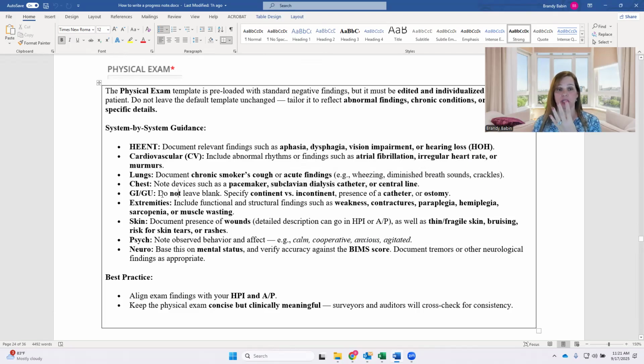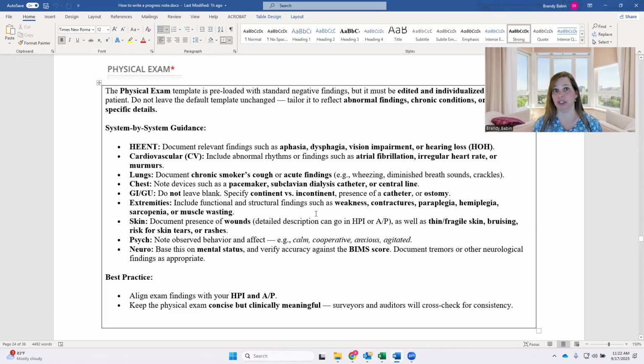GI/GU, do not leave it blank. You have 4 choices. You have continent, you have incontinent, you have catheter, and you have ostomy. Out of the catheter, you have Foley or suprapubic. And then out of the ostomy, you have urostomy, ileostomy, or colostomy. Those are the 4 things I'm looking at. I don't want you to leave it blank. When you leave it blank, I will bring that to your attention during an audit. And then don't write deferred, don't want to look at their genitalia. I'm not asking you to. That's not what this question is. What I'm asking is for their bowel and bladder habits there.